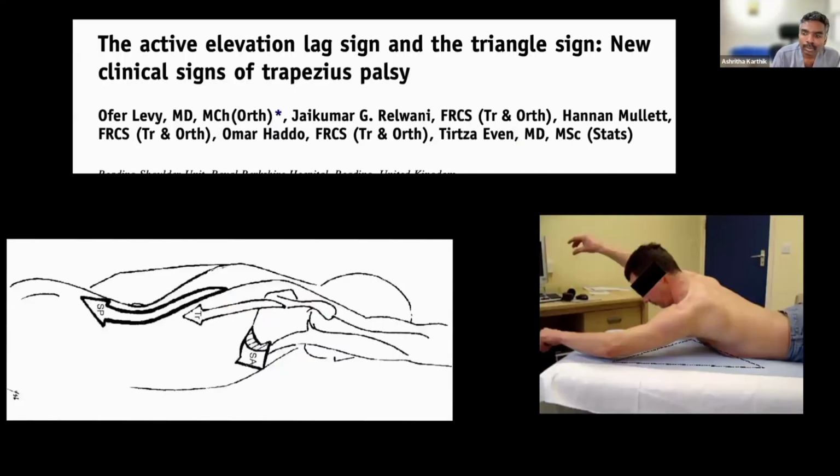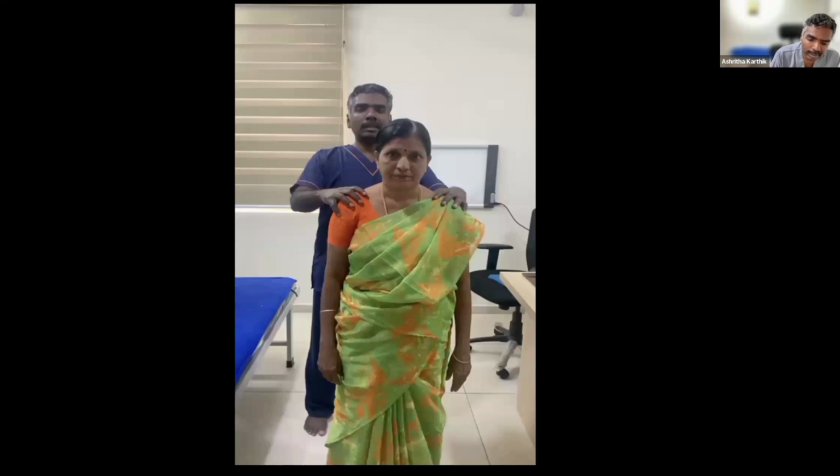This is something you also need to keep in mind, winging of the scapula, which is rare, but as a shoulder surgeon, these are things which you cannot afford to miss. So this is my fast track examination.